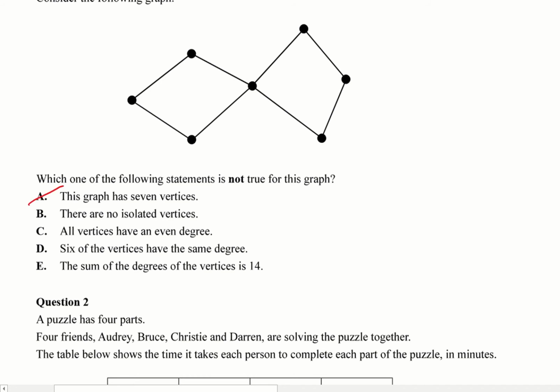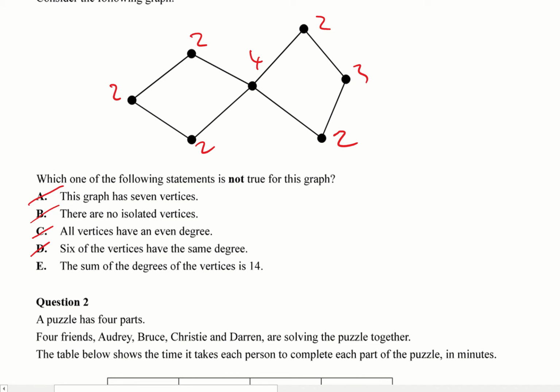There are no isolated vertices. There's nothing isolated there. Do all the vertices have an even degree? Well, let's check. 2, 2, 2, 4, 2, 2, 2. Well, they're all even, so therefore this answer is wrong. 6 of the vertices have the same degree. Well, we've got 6 twos, so again, that one's correct, but therefore it's not right for this answer.